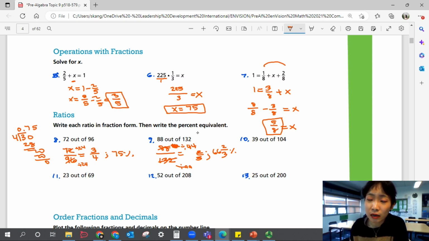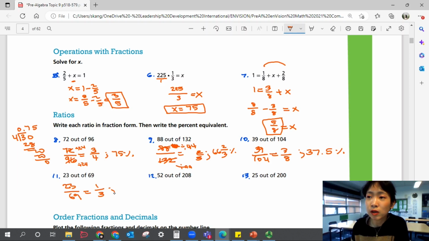Number 10, 39 out of 104. So that's 39 over 104. If you simplify that fraction, it is 3 over 8. And that is equivalent to 37.5%. Okay, now I'm just going to go through answers because I've already explained how to do that in numbers 8 and 9. Number 11, 23 out of 69 is 23 over 69. And that is equivalent to 1 over 3. And in percentage, that should be 33 and 1 over 3%.